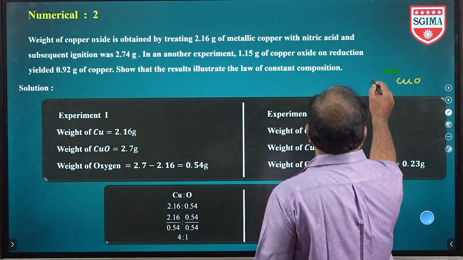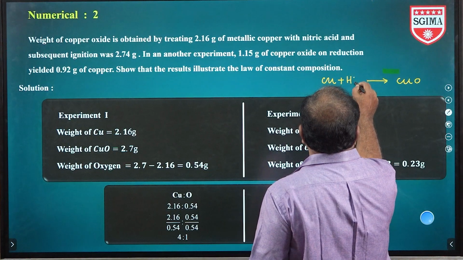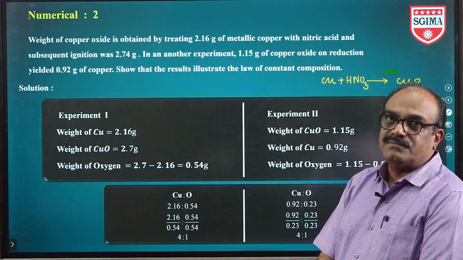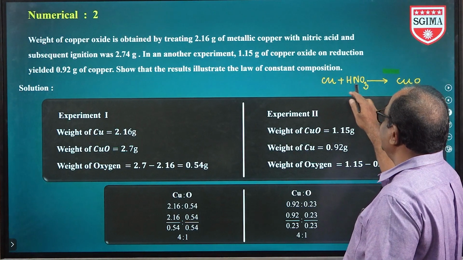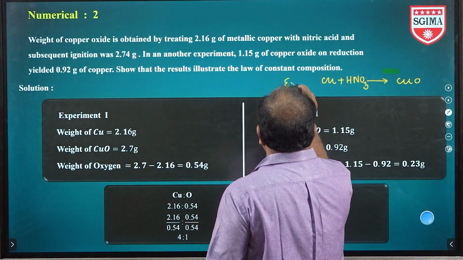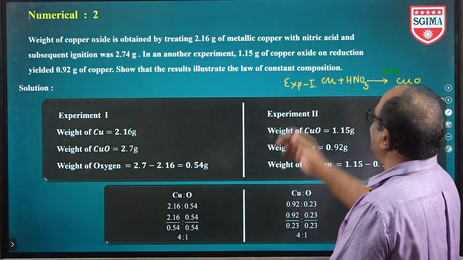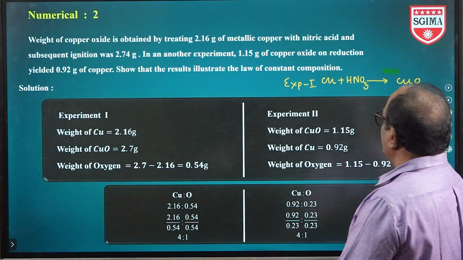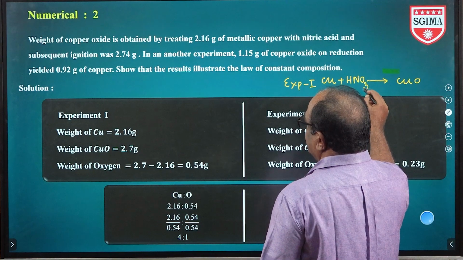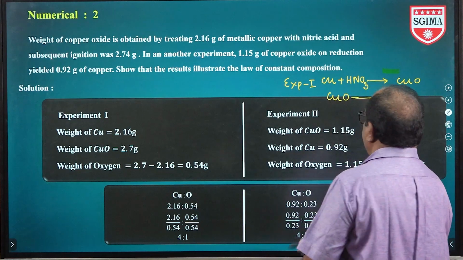Copper oxide is obtained by allowing copper to react with concentrated nitric acid. Don't go to the balanced chemical equation. The nitric acid acts as an oxidizing agent, and copper will be converted into copper oxide. Let us suppose that this is experiment 1. The second experiment is conducted in a different way. He took copper oxide and this is subjected to reduction to produce copper.